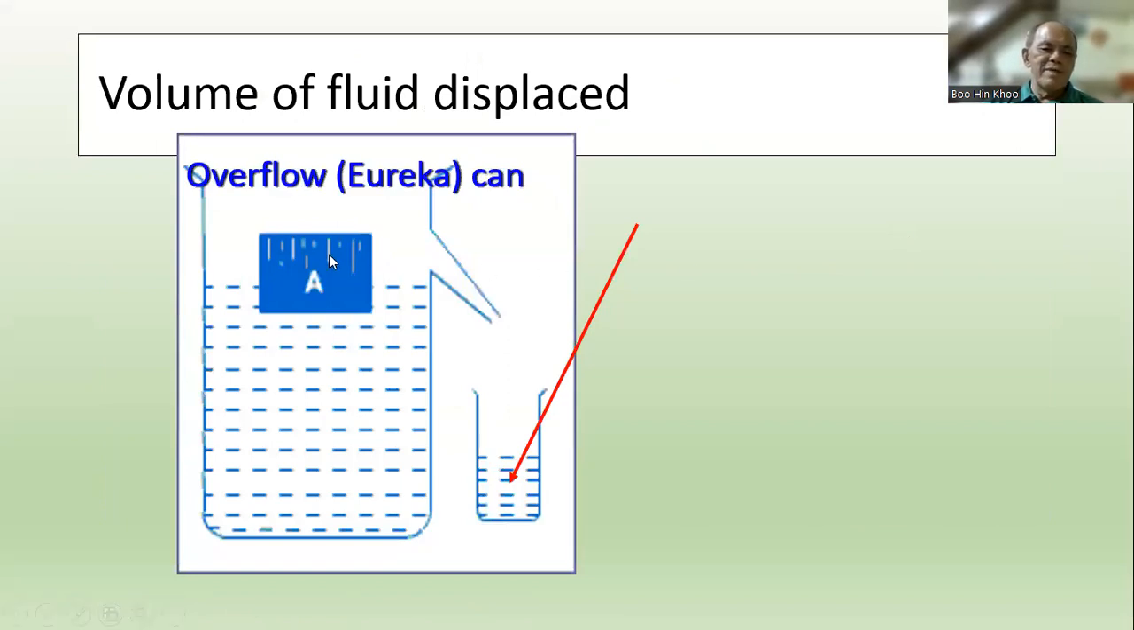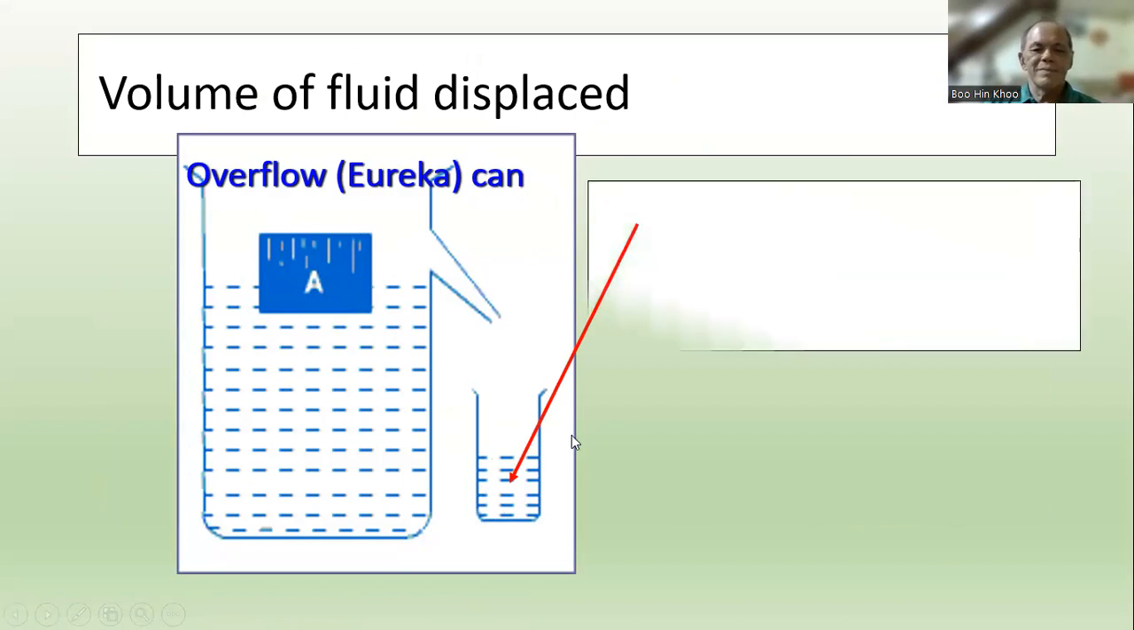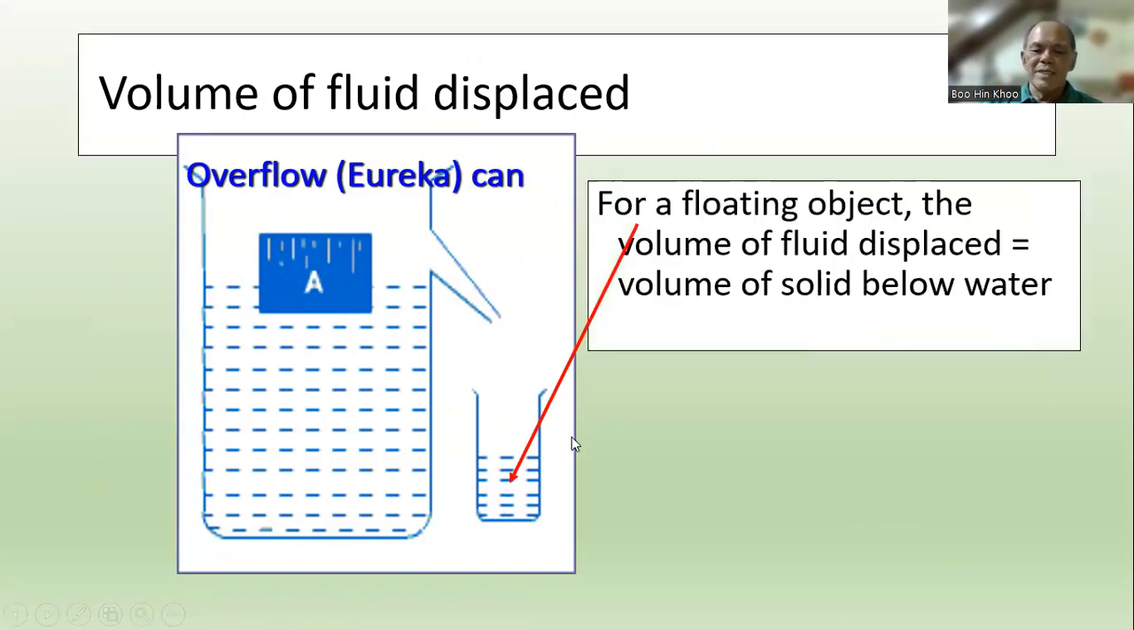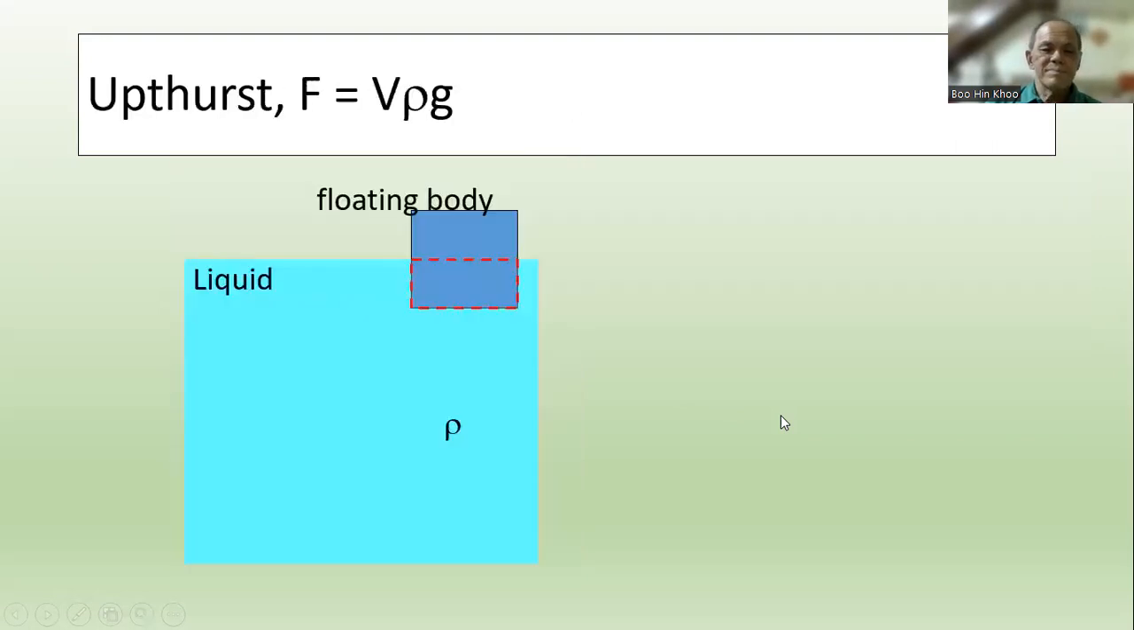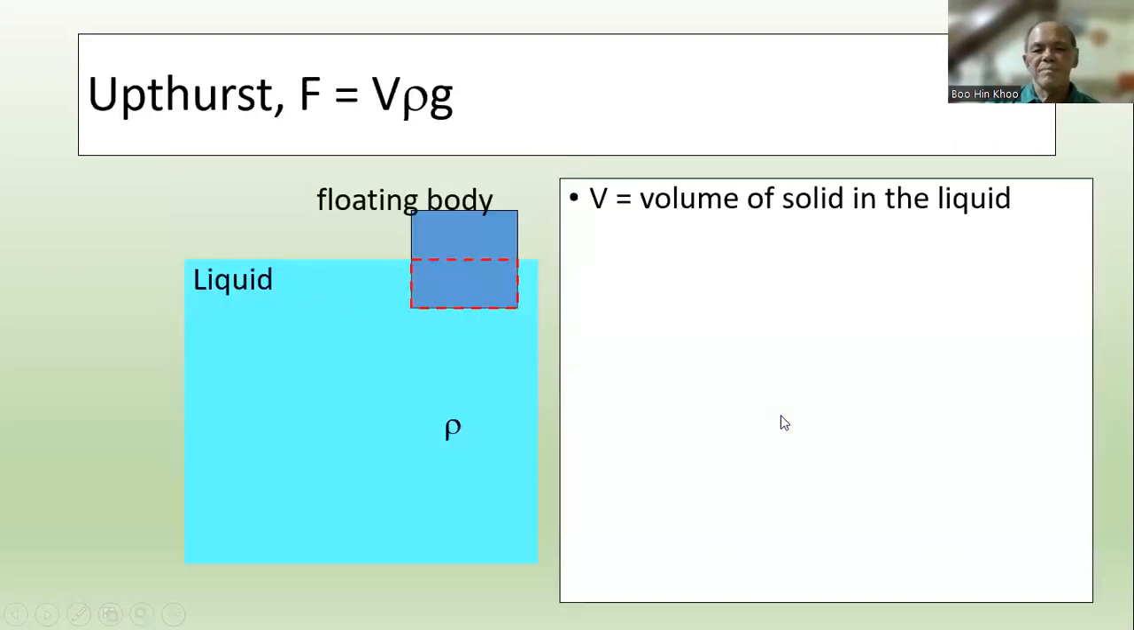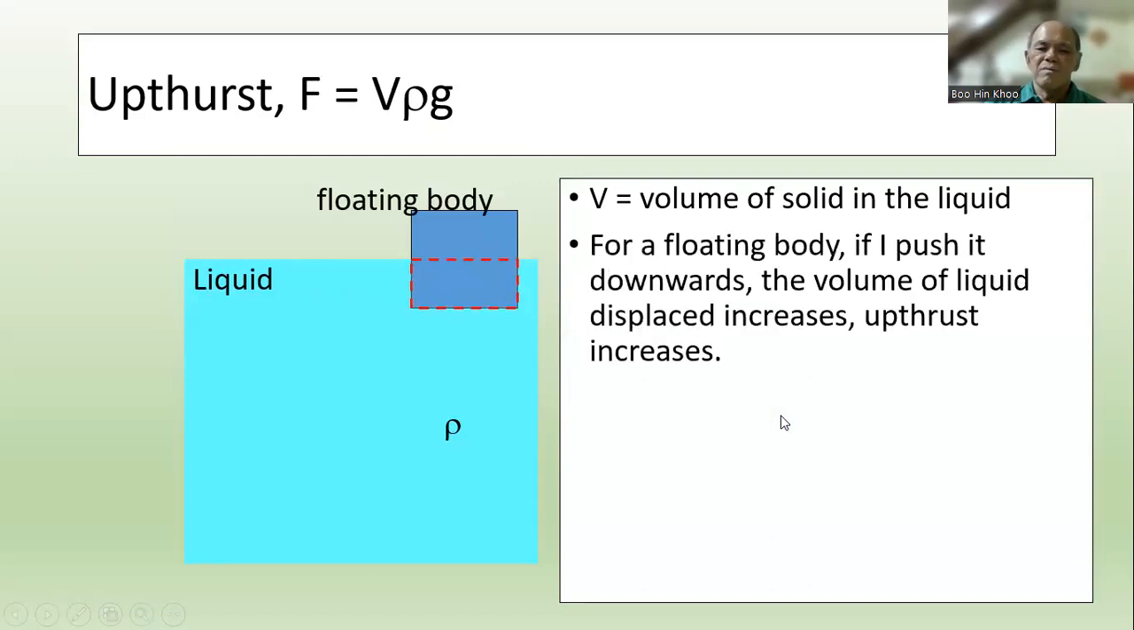Volume of liquid displaced, if that is your solid floating. When you fill it up to the top and then you put a solid there, that volume of liquid will be displaced. For a floating object, the volume of liquid displaced equals the volume of solid below the water or liquid surface. Volume of solid in liquid, that's your volume.